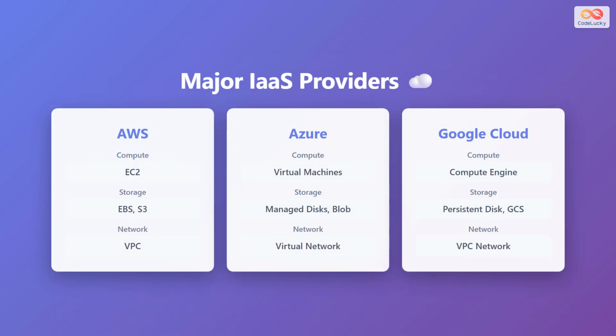Let's look at the three major IaaS providers and their core offerings. Amazon Web Services, or AWS, is the market leader. For compute, they offer EC2, which stands for Elastic Compute Cloud. Their storage solutions include EBS for Elastic Block Store and S3 for Simple Storage Service. Networking is handled through VPC, or Virtual Private Cloud.